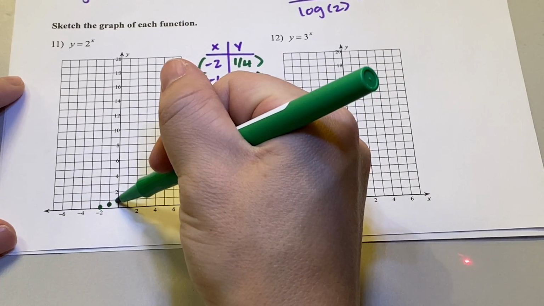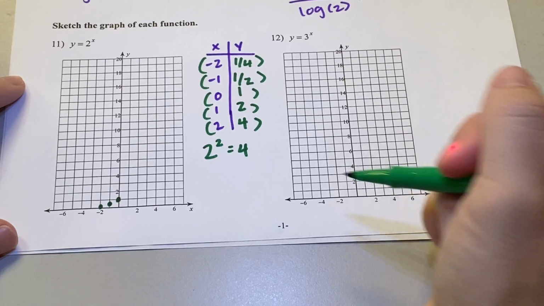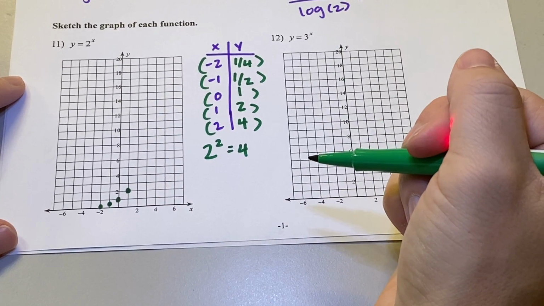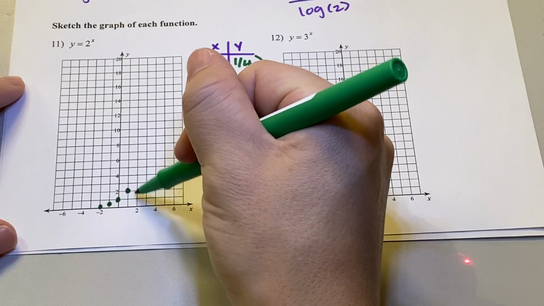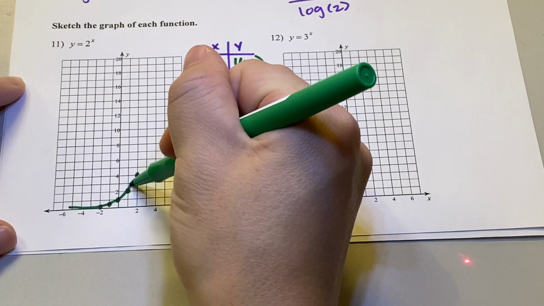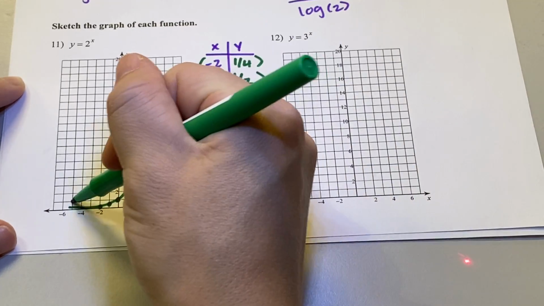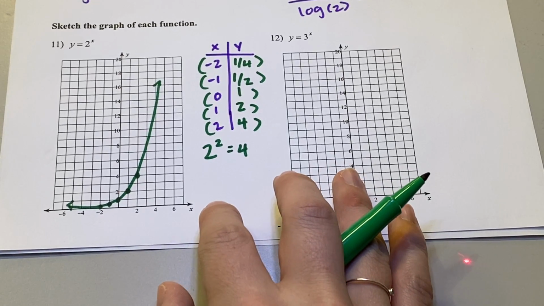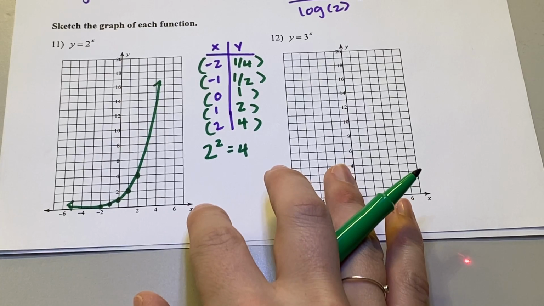0 up to 1. 1 up to 2. And 2 up to 4. Connect those guys with your little, kind of looks like a ski slope kind of thing. And there we go. Just graphed an exponential. Good on number 11.